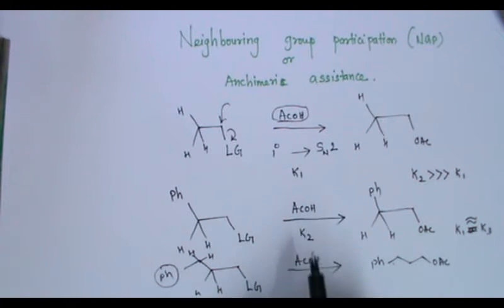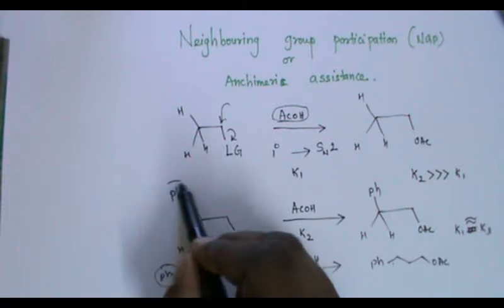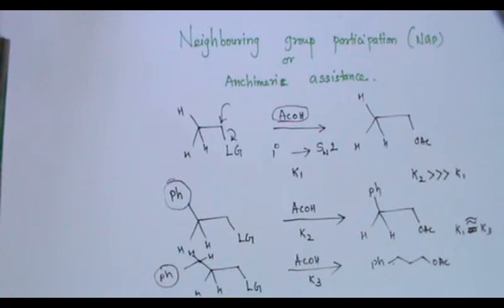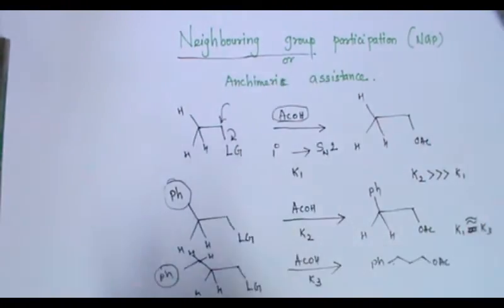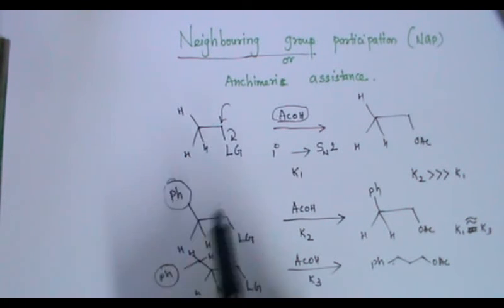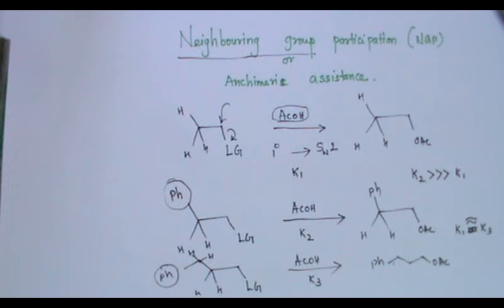Then why only in the second case is it very high? That means there should be some effect of this phenyl group when it is next to the leaving group. So that is why it is called neighboring group. It should be on the next carbon. It should not be far away. That group is involved in the nucleophilic substitution reaction. So that is called participation.